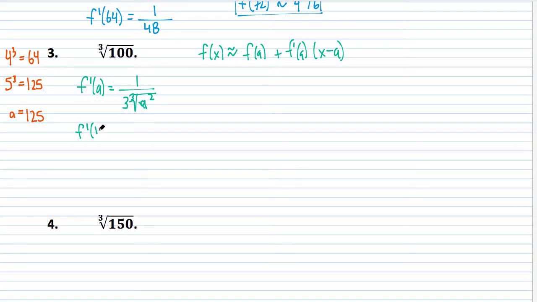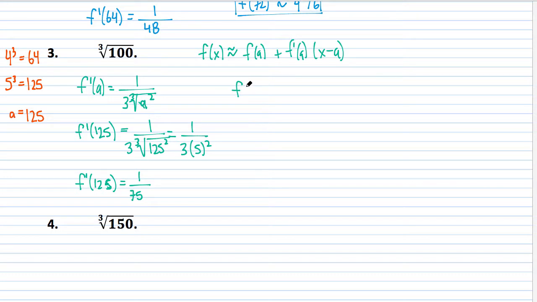So f prime of 125 will be equal to 1 over 3 times the cube root of 125 squared. Again, any order. So I can say this is 1 over 3 times, well, the cube root of 125 is 5, so this is 3 times 5 squared. So our f prime of 125 is going to be equal to 1 over 3 times 5 squared, which is 25, so that's 3 times 25, which is 75. So 1 over 75.